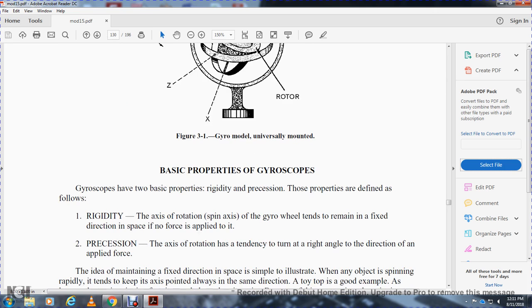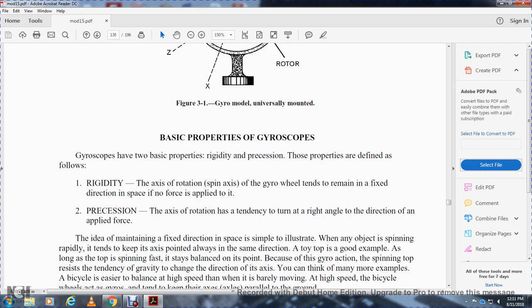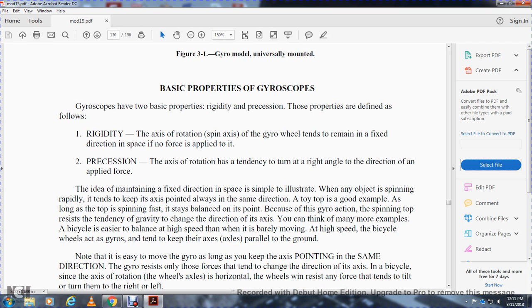Basic properties of the gyroscope. The gyroscope has two basic properties: rigidity and precession. Rigidity is the property of the axis of rotation, or spin axis, where the gyro wheel tends to remain fixed in direction unless forced. Precession is the property where the axis of rotation tends to move at a right angle to the direction of an applied force. An ideal gyro would maintain a fixed direction in space.